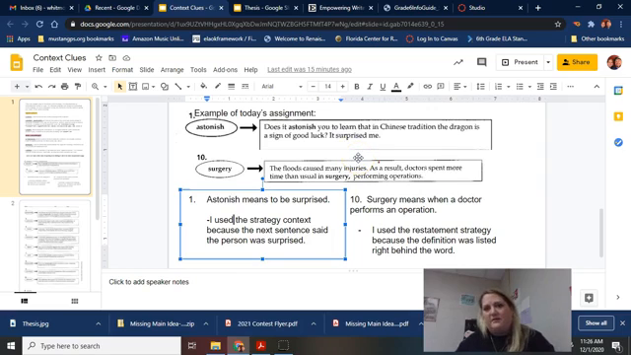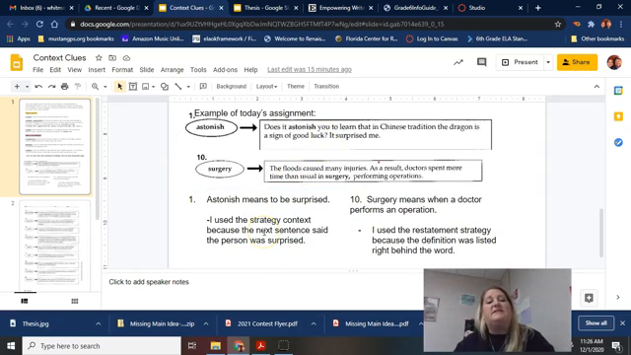Well, how do I know that? You might just have it from your schema, and that's okay. But for today, I want you to pretend like you don't know any of these words. Okay, so it surprised me. Well, there's the definition right there. So I chose to put that the strategy I used was in the context because it was in the next sentence. You could choose to say restated it. That would be acceptable to me as well, as long as you can defend what strategy you used, and it makes good sense, I'm okay with that.